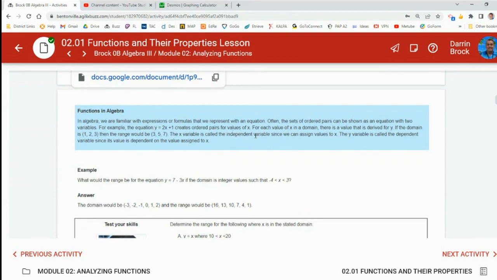So the x is called the independent variable because we can assign whatever values we want. We can't assign the y. The y is dependent on what the x is. Whatever the x is will determine what the y is.